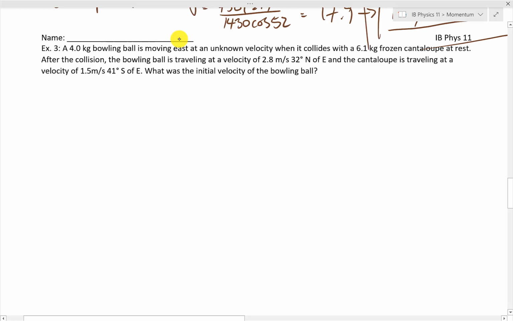This is another video on 2D momentum problems. I will do example 3, which is this one. You get to do the next problem, which is example 4. Of course, you're welcome to try example 3 as well. But let's get started right away.